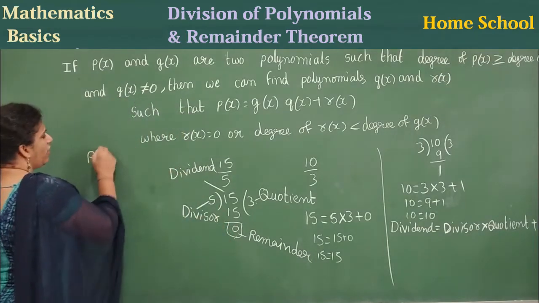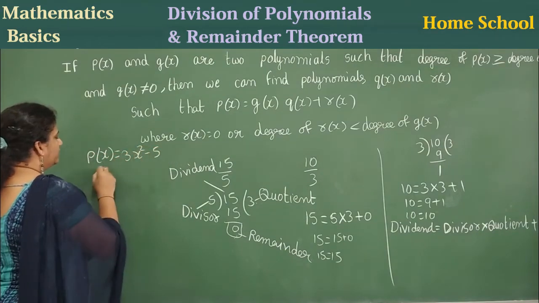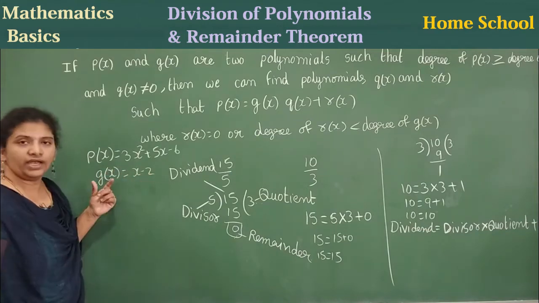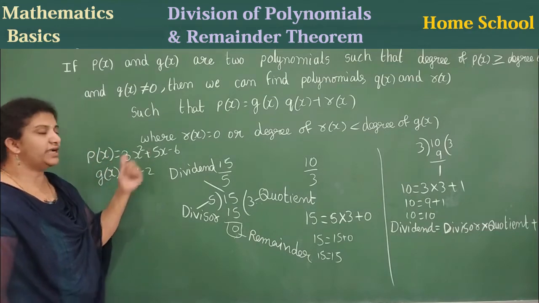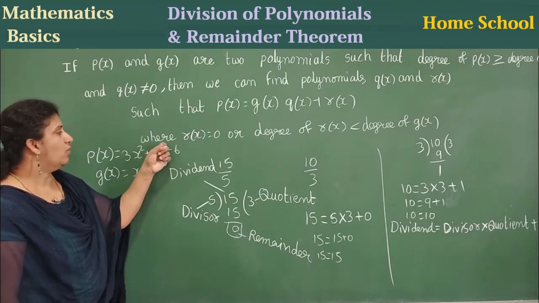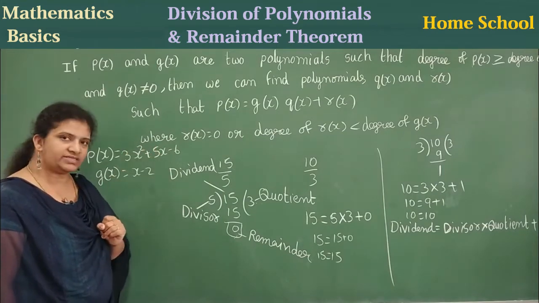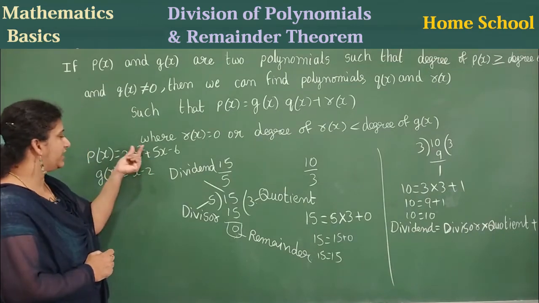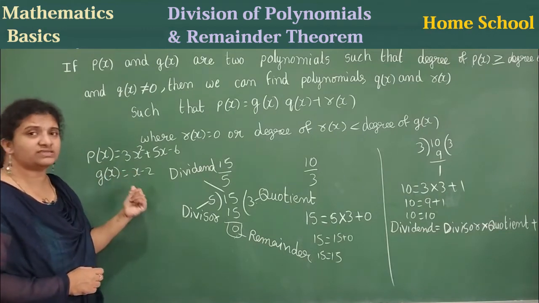Suppose p of x is equal to 3x square minus 5, and g of x is equal to x minus 2. Now look here, children, I have given p of x a polynomial. Observe the degree here. x is a variable, right? Observe the power, 1 and 2. The highest power is called the degree. So the degree is 2. Now for g of x, what is the power? 1. What is its degree? 1.